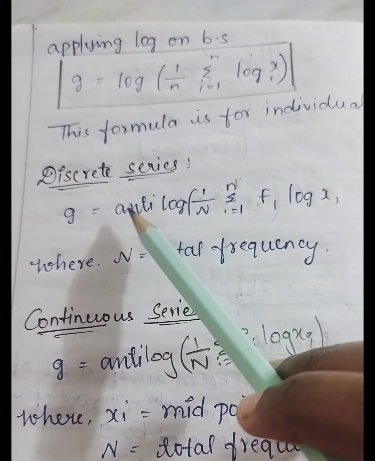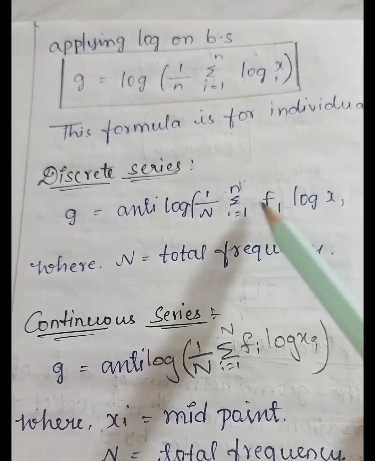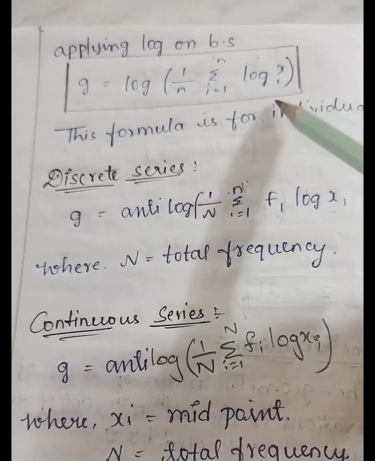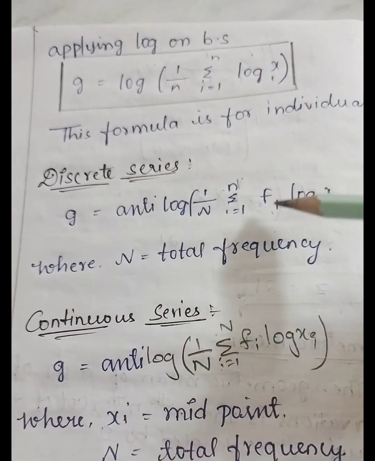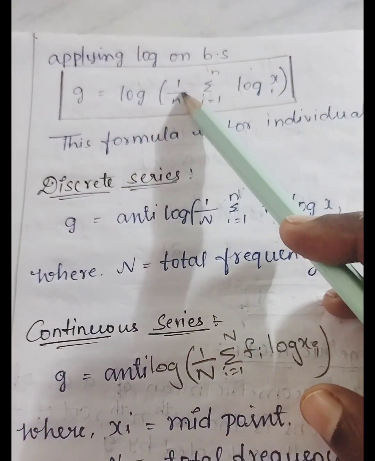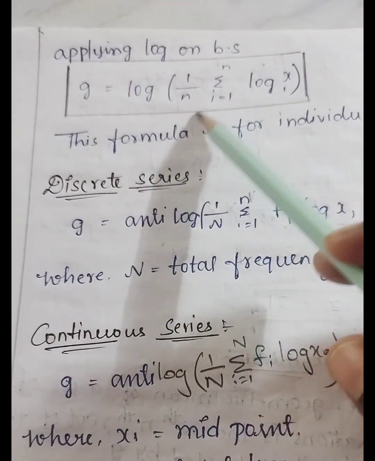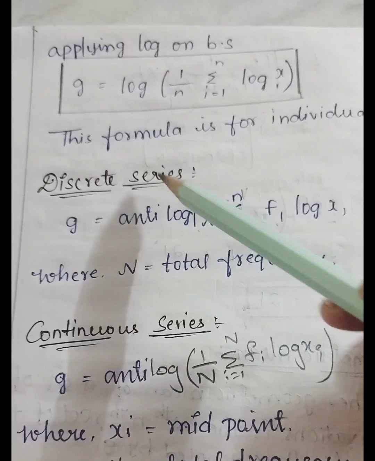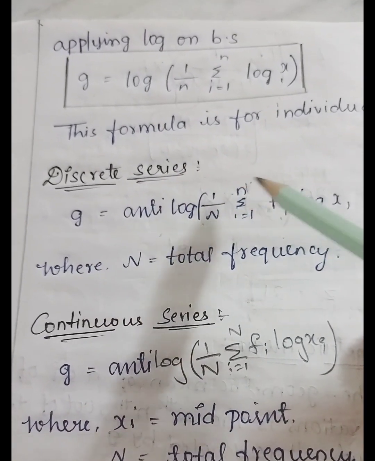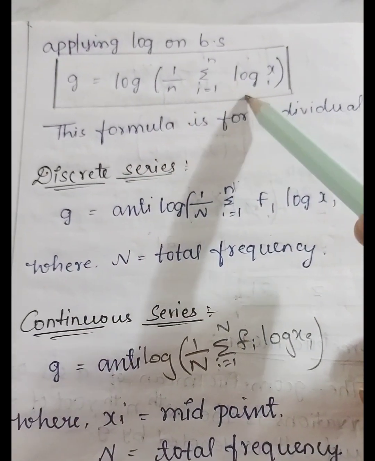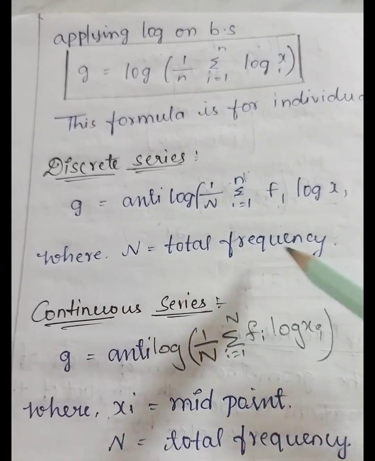So directly we will write the formula G equal to antilog of 1 by capital N summation i equal to 1 to n fi log xi. So same here, the formula for individual and discrete is same, but what is there? We are changing small n to capital N. As you already know that in discrete series along with x values frequencies also will be there. So here fi into log xi and N is the total frequency.